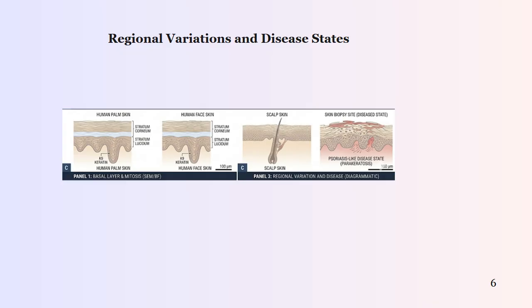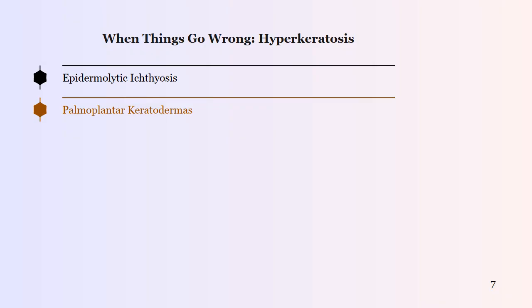Model organisms like mice have helped identify that K1 and K10 mutations lead to fragile, blistering skin and hyperkeratosis. When things go wrong: hyperkeratosis, epidermolytic ichthyosis caused by KRT1 or KRT10 mutations, leading to fragile cells that blister easily and eventually form thick, warty scales. Palmoplantar keratodermas: specific genetic defects in K9 or desmosomal proteins lead to massive thickening of just the hands and feet.